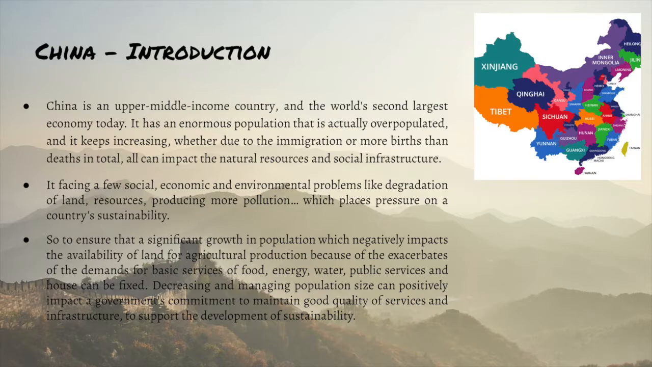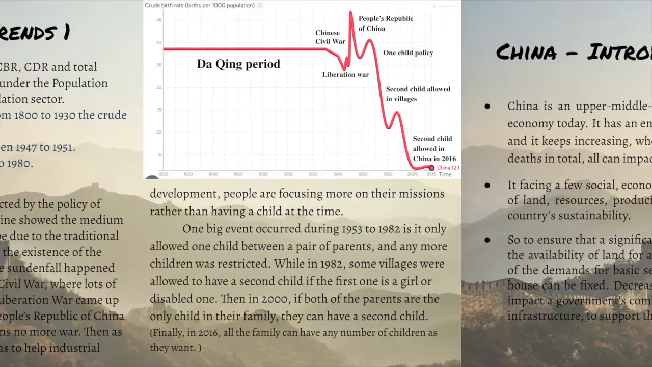Significant growth in population negatively impacts the availability of land for agricultural production, because of the exacerbated demands for basic services: food, energy, water, public services, and health. These can be fixed. Decreasing and managing population size can positively impact a government's commitment to maintain good quality of services and infrastructure to support the development of sustainability.